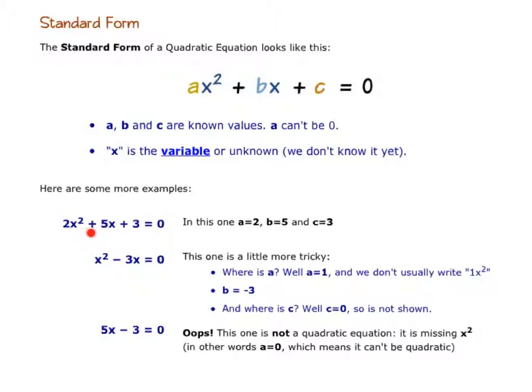Here we have 2x squared plus 5x plus 3 equals 0. So a is 2, b is 5, and c is 3. Here is another one that is a quadratic because you have an x squared minus 3x, but you're missing the constant term. But that's okay because the constant term will be 0. And here the a is 1, b is negative 3, and c would be 0. This last one is not a quadratic because you do not have an x squared term. In other words, a is equal to 0, which means it can't be quadratic.